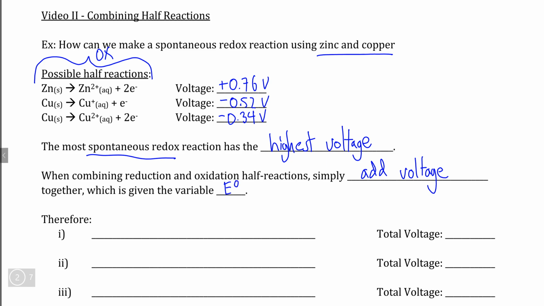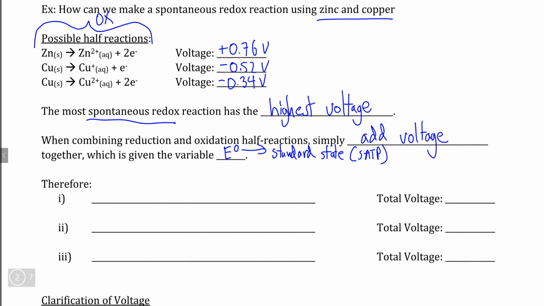E, of course, representing electrochemical energy, and naught implying that we are doing this reaction under standard state conditions, also called standard atmospheric temperature and pressure.